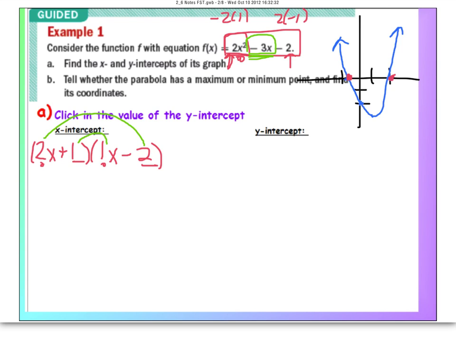Let me show you. 1 times 1x is 1x. 2x times -2 is -4x. That adds to -3x, which is my middle term. So that actually does work. Now, those are the factors.